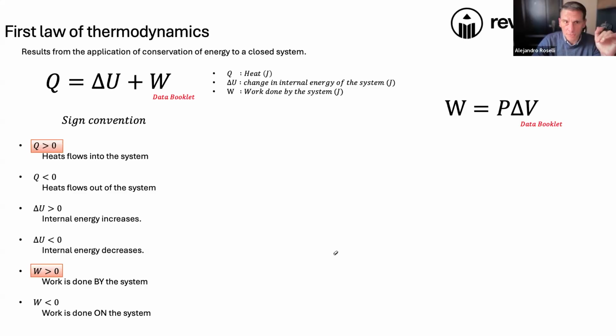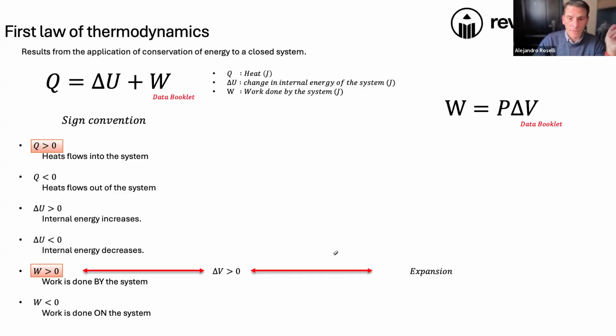This is another equation that you will find in B4. Now, the relation between work and delta V, the change in volume, is a close relationship, of course, because if delta V is positive, that means that W must also be positive, which means that during an expansion, an increase in volume, the work done by the system is positive, which hopefully makes a lot of sense.